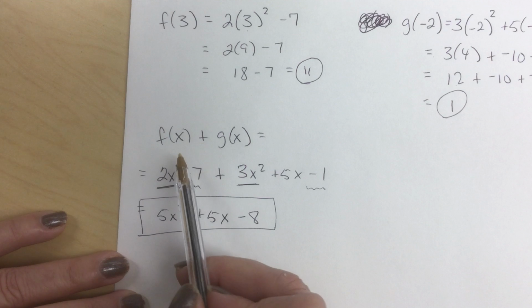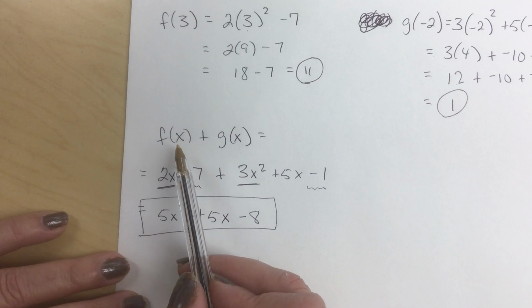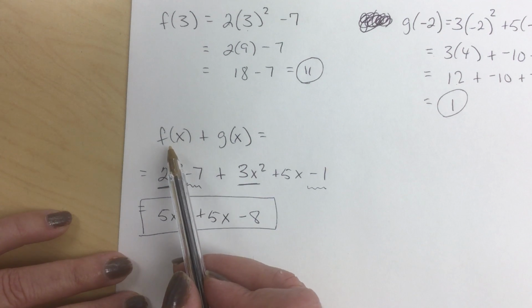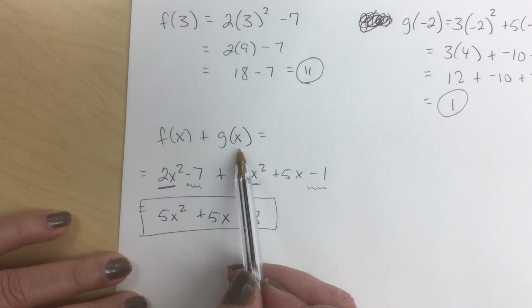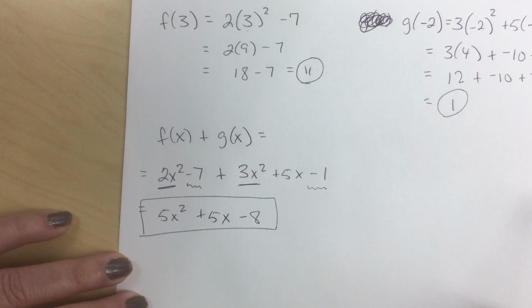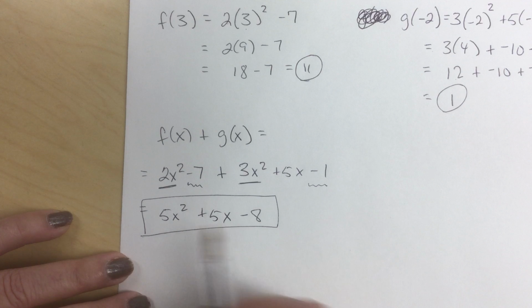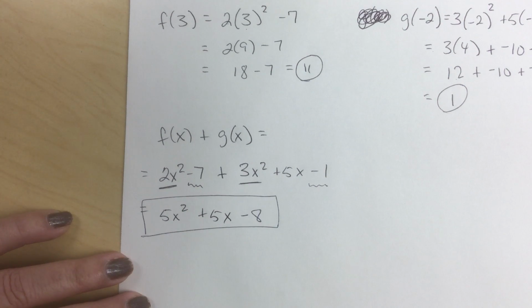Sort of like if f of x was the formula for how you got paid for one summer job, and g of x is the formula on how you got paid for a different summer job. If you added them together, that'd be your formula for all of your work together.